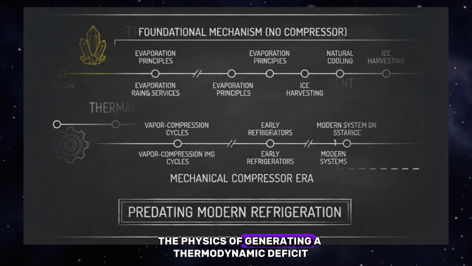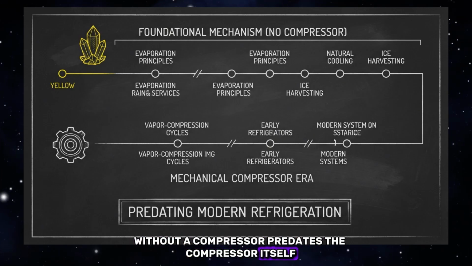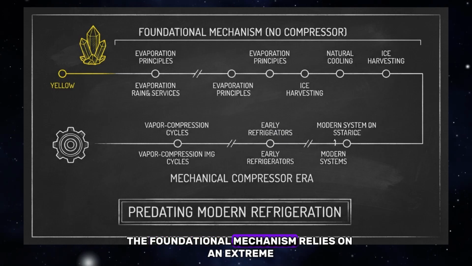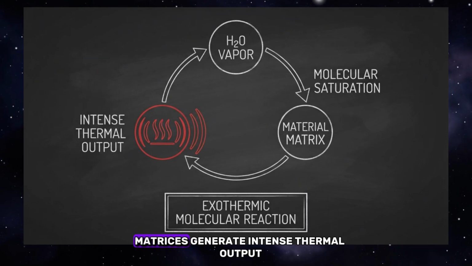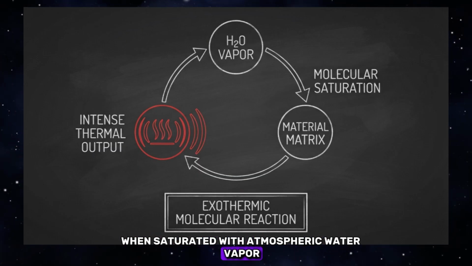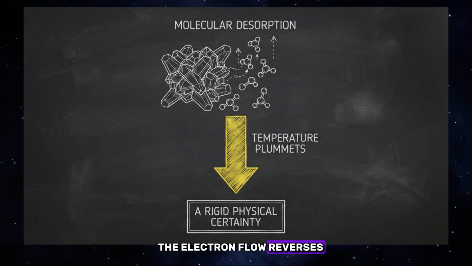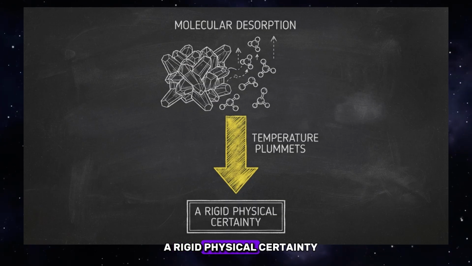The physics of generating a thermodynamic deficit without a compressor predates the compressor itself. The foundational mechanism relies on an extreme molecular reaction. Specific material matrices generate intense thermal output when saturated with atmospheric water vapor. The electron flow reverses. The temperature plummets during molecular desorption, a rigid physical certainty.